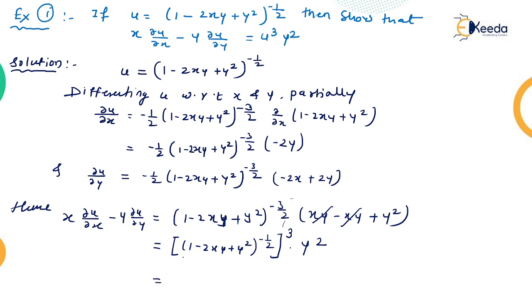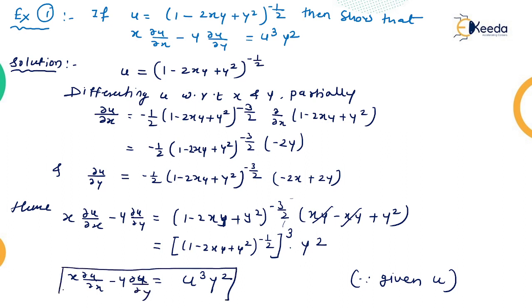Therefore you observe this bracket is the given u, so this is u³ into y². Since I am writing the given u, this is the value of x ∂u/∂x minus y ∂u/∂y. I hope you understand this proof. What we get is u³ y². This is all about the first example.